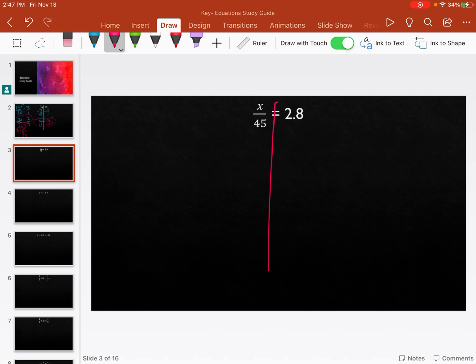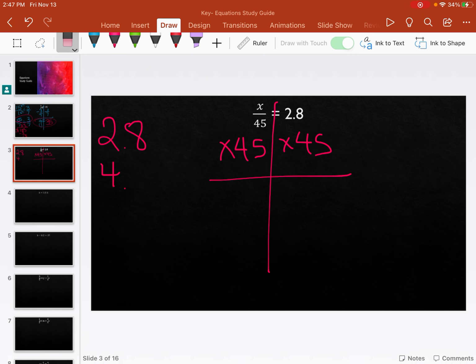For this next one, we're going to draw a line. X is being divided by 45, so we're going to times it by 45. So we get 2.8 times 45. 8 times 5 is 40. 5 times 2 is 10 plus 4 is 14.